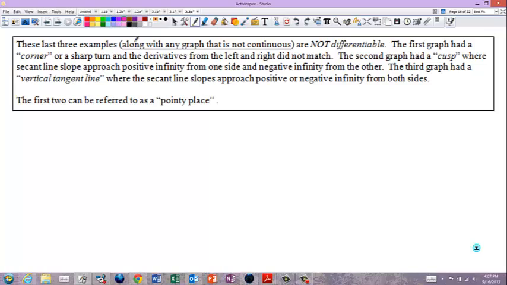The last three examples that you looked at last night are not differentiable. The three places are if you have a cusp, if you have two places where the derivatives are coming in at different angles, and if you have a vertical tangent line. The most common example is the cube root of x. The first two can be referred to as pointy places. You cannot have a derivative at a pointy place.